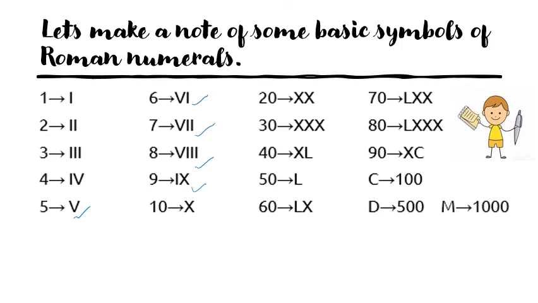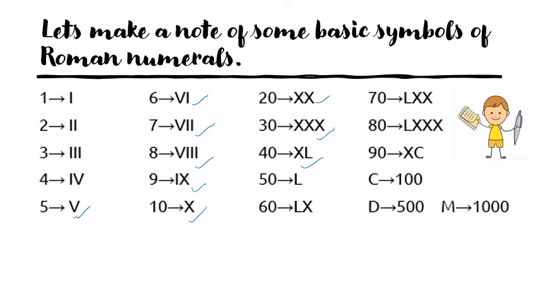Now, to show 9, we subtract 1 from 10 and hence I is written on the left hand side of X, which shows subtraction as per the rule. 10 has its own symbol, that is X. To write 20, we write XX, that is 10 plus 10 equals to 20. Similarly, for writing 30, XXX is used, that is 10 plus 10 plus 10 equals to 30. To represent 40, we subtract 10 from 50. That is XL, means X is written on the left hand side of the L, which represents subtraction.